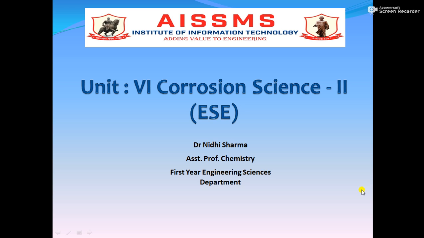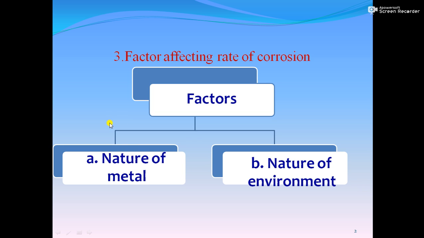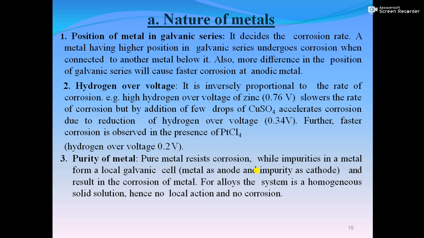In this part, I am going to discuss the factors affecting the rate of corrosion. This is a very important topic of this chapter because a number of factors affect the rate of corrosion. Basically, we will concentrate on the nature of the metal and the nature of the environment. So one by one we are going to discuss it.